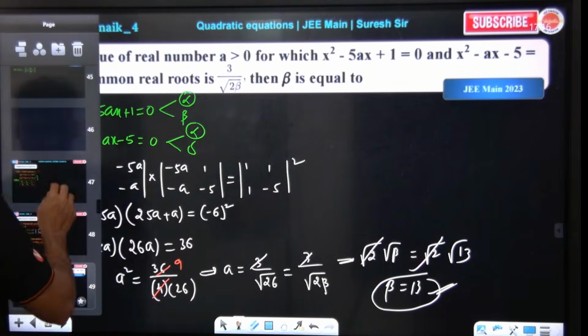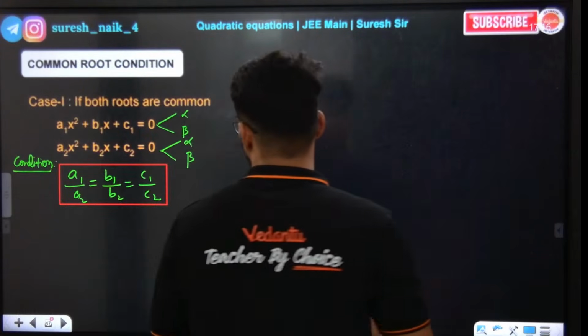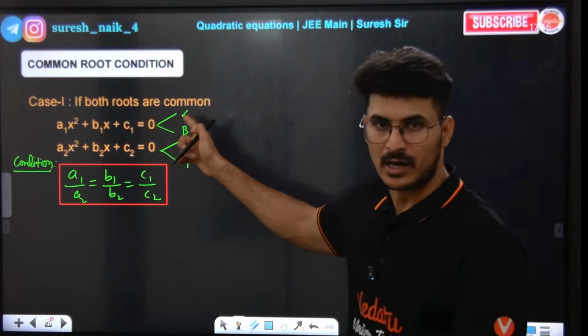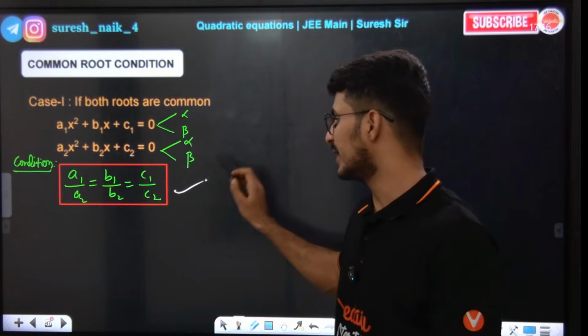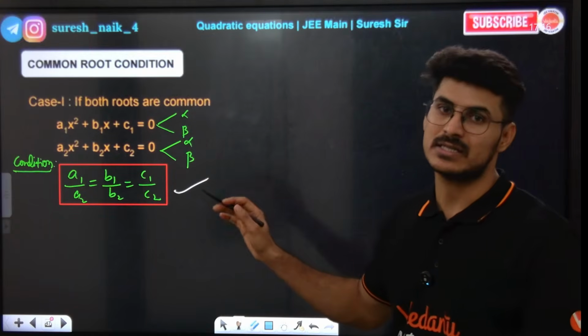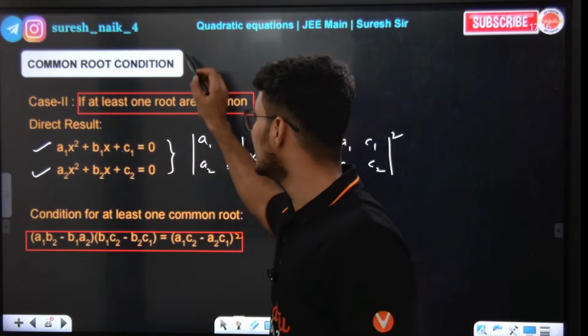So guys, I'll repeat again. Look at the board, everyone. If both roots are in common, the first quadratic equation has roots alpha beta and the second quadratic equation also has roots alpha beta. Apply the condition directly and you will get the answer. But mostly they will not ask this. This is easy. But now this is very important.